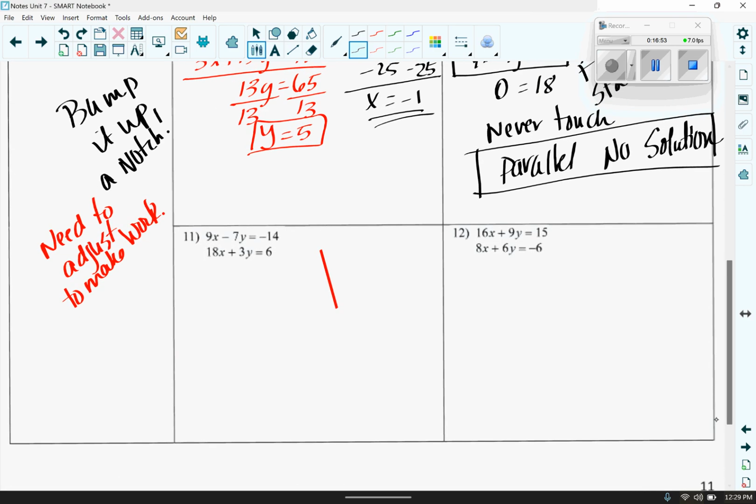And the last two on this page, let's look at that. They're in the same format already, but I've got my 9 and my 18, a 7 and a 3. Well, 7 and 3, the commonality there, I would have to go with a common multiple of 21 because those are both prime. However, over here, I can multiply the top one by 2. That will give me 18, but I want the opposite of that. I want negative 18. So we're going to multiply by negative 2. And when I do that, I get negative 18x plus 14y equals positive 28.